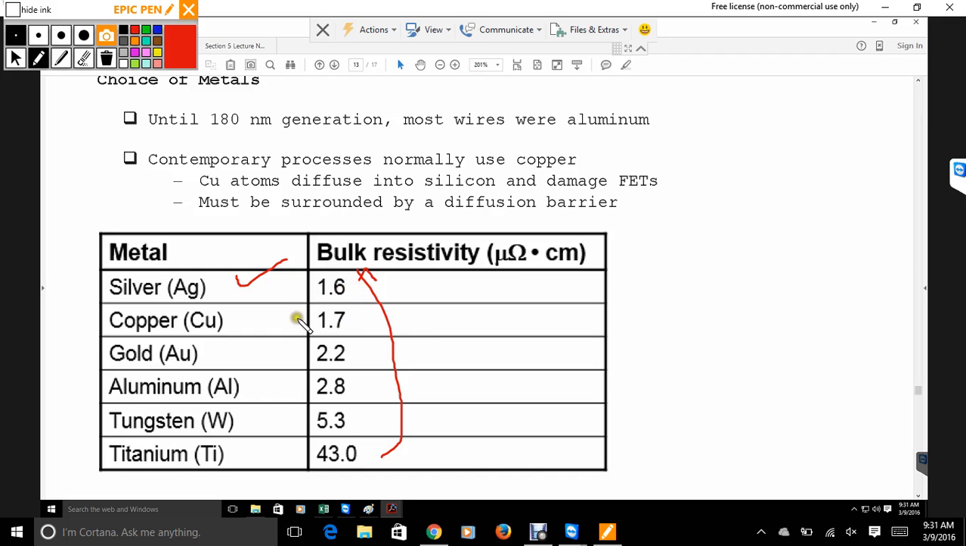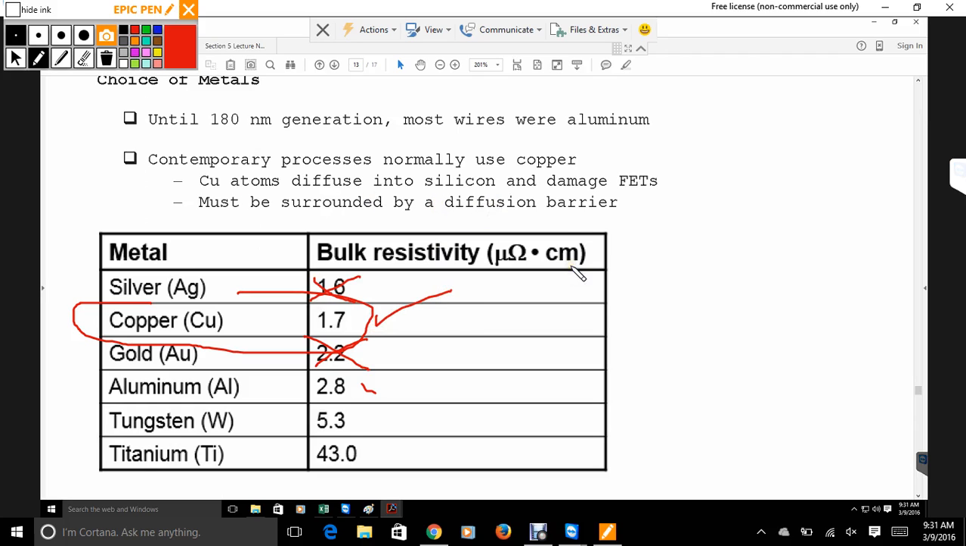So let me ask you guys, instead of just saying it: if silver has a lower resistivity than copper, why aren't we using silver? Yes, it's super expensive. So we have aluminum. Next best one's gold. Nope, not going to be able to do it. Silver? Nope. Well, copper's really cheap. Let's do that.